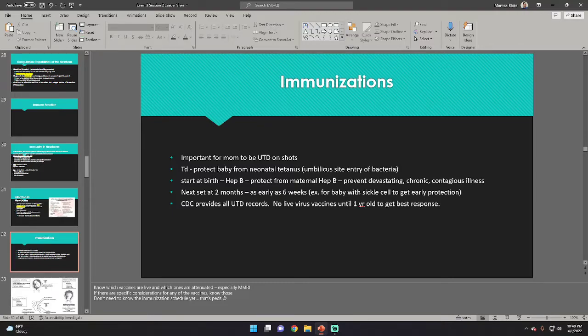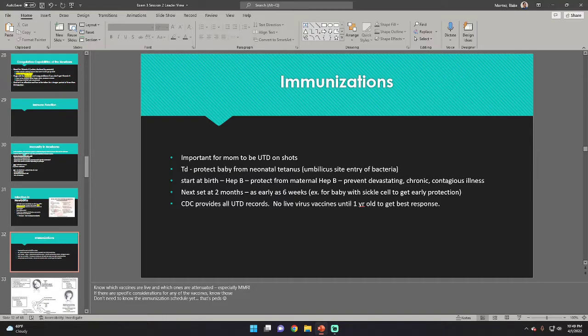All right, immunizations. It's important for mom to be up to date on their shots. We have Tdap. This protects the baby from neonatal tetanus. The umbilical site is the entry of bacteria. Starting at birth, we're going to give them Hep B, protecting against maternal Hep B, preventing the devastating chronic contagious illness of hepatitis B. The next set will be at 2 months, and as early as 6 weeks, for example for a baby with sickle cell to get some early protection. The CDC does provide all up-to-date records.